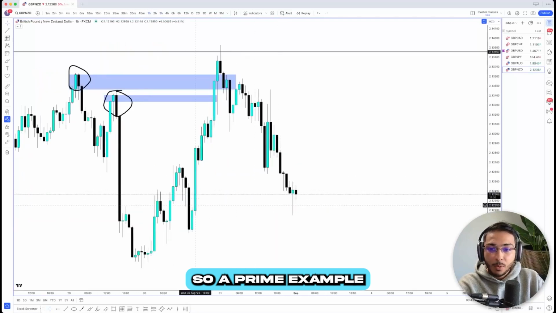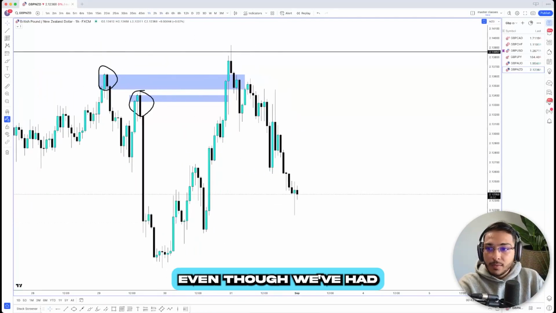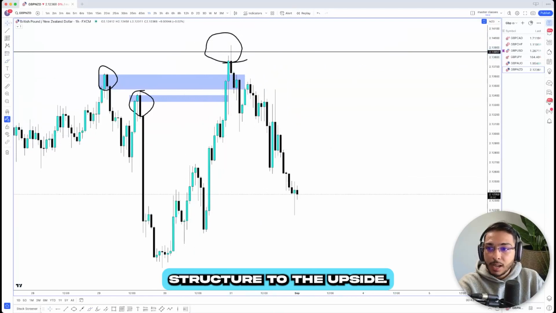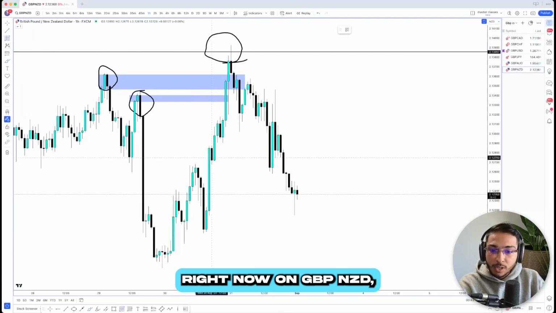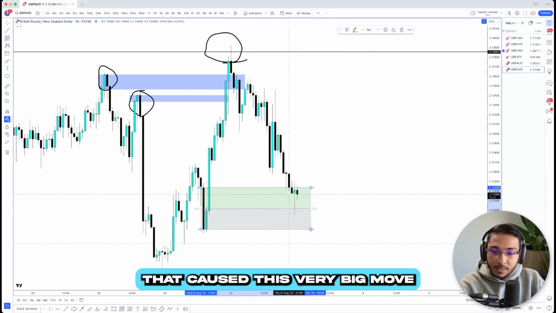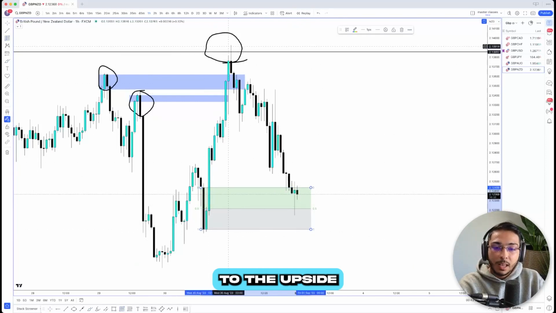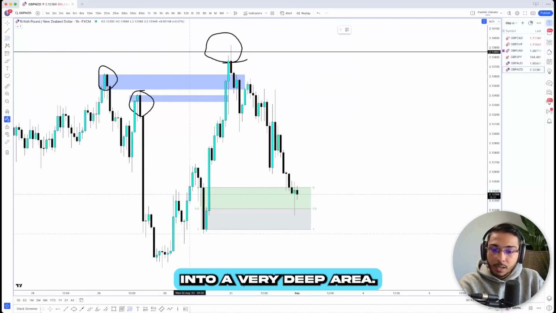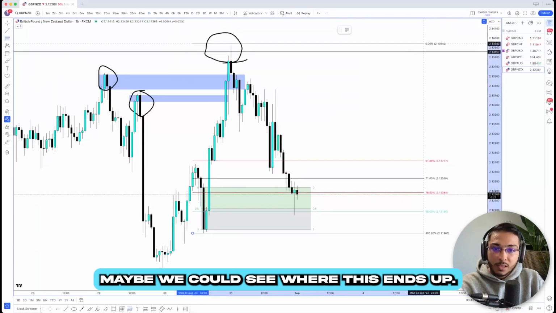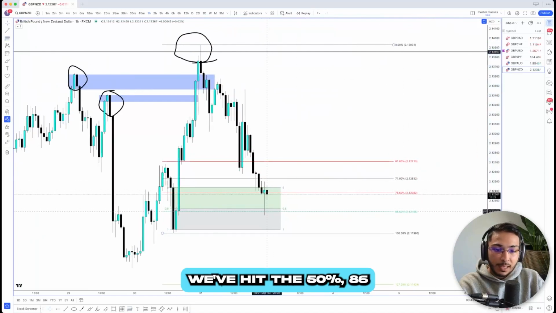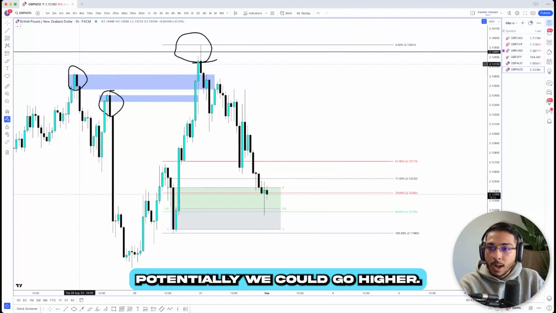So, prime example right now: even though we've had a reaction off of this high, we also broke structure to the upside. So until we see some type of break of structure, right now on GBP/NZD, this is that last candle down that caused this very big move to the upside that broke structure. Now we've made a retracement into a very deep area. In the next video, maybe we could see where this ends up. This is live right now in the market. We've hit the 50%, the 88.6. Potentially we could go higher.